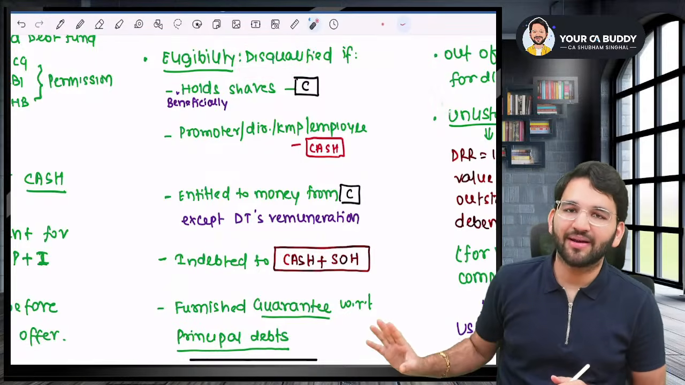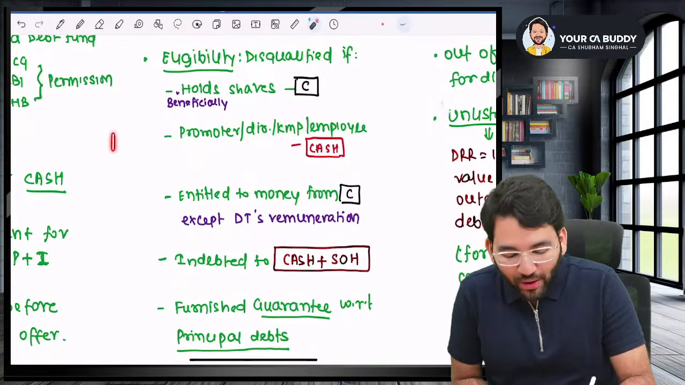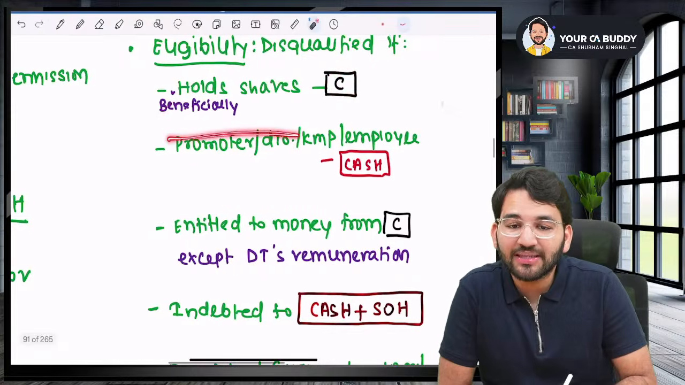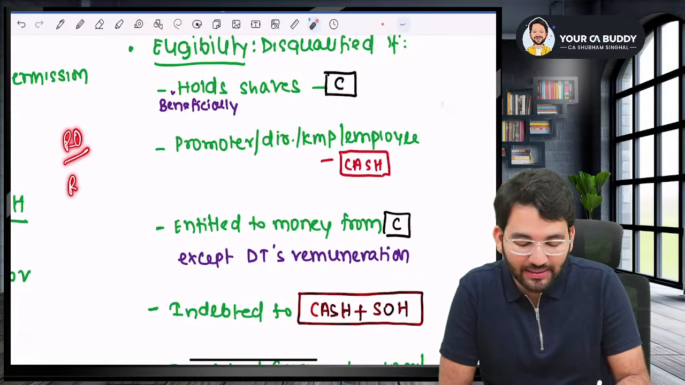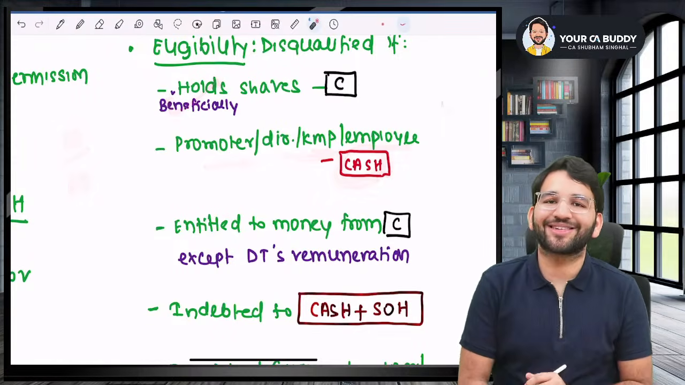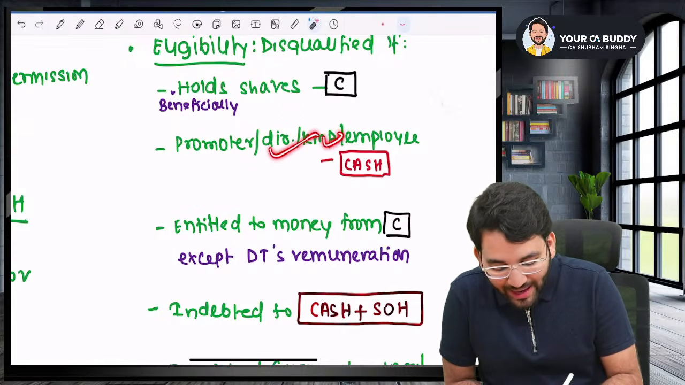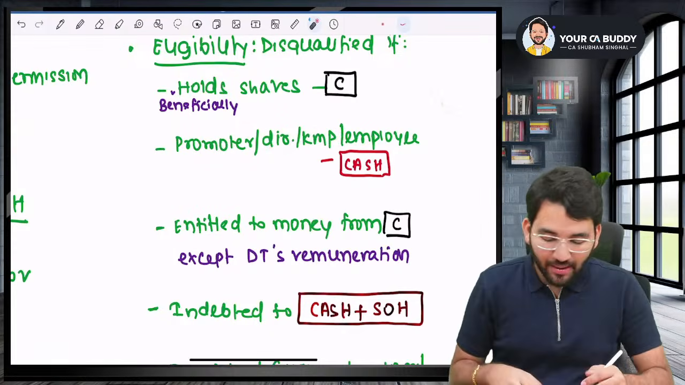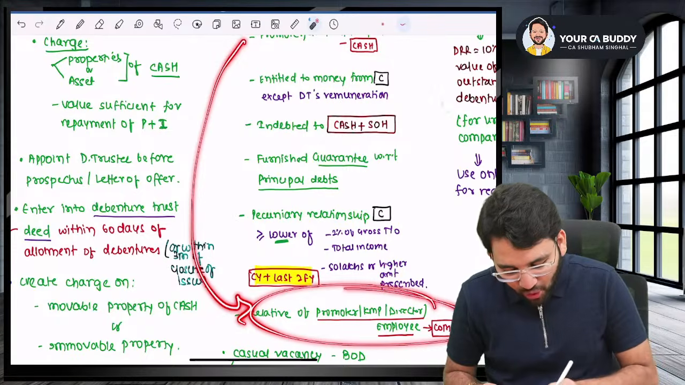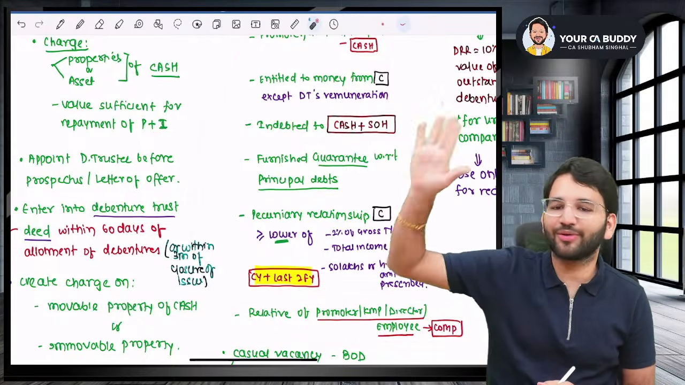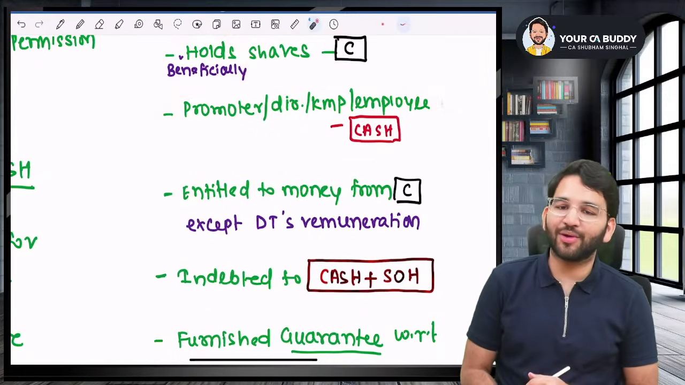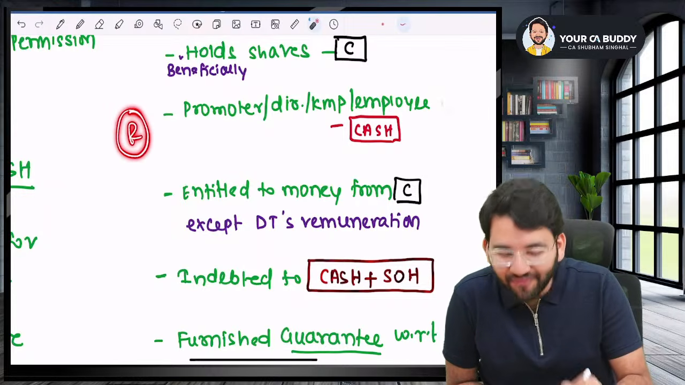After that, I said who will be disqualified to become a debenture trustee. This is a little complicated, sir, but relatively easy. We will try to understand. Who cannot become a debenture trustee? If a person beneficially holds shares in the company, if he is a beneficial shareholder, not the registered owner, he cannot become one. If he is a promoter, director, key managerial person, or employee of the company, associate, subsidiary, holding, he cannot become one. Or if he is a relative of a promoter, director, or key managerial person, then also he will not become a debenture trustee. So basically, if you beneficially hold the shares, or you are an employee or promoter, or a relative of these people, you cannot become a debenture trustee.